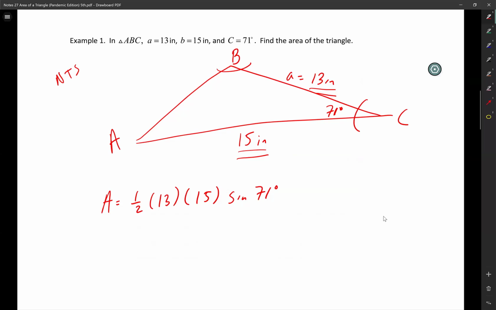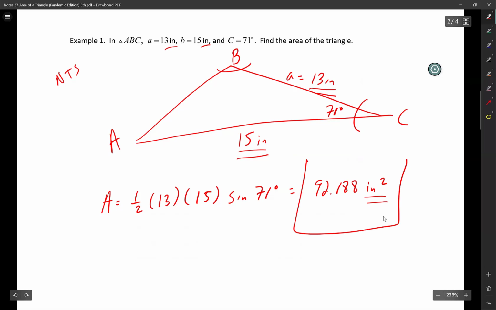So I'm going to come back. 92.188, and my units are square inches. Don't call them inches squared, it's square inches. And there it is. You are done.